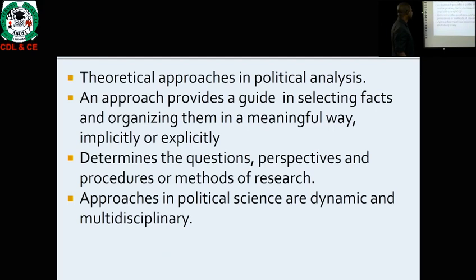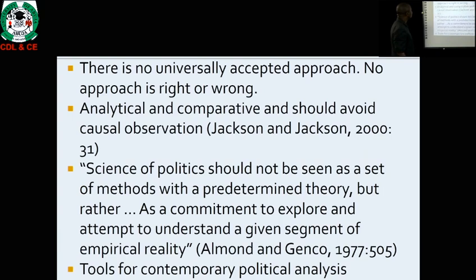Theoretical approaches in political analysis. An approach provides a guide in selecting facts and organizing them in a meaningful way, implicitly or explicitly. It determines the questions, perspectives, and procedures or methods of research. Approaches in political science are dynamic and multidisciplinary. There is no universally accepted approach. There is no right, there is no wrong in political analysis.